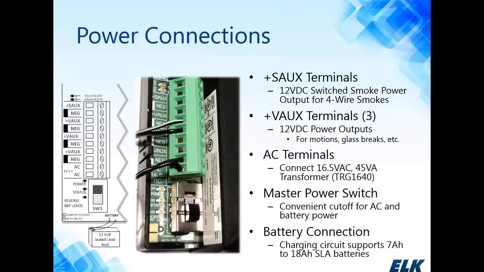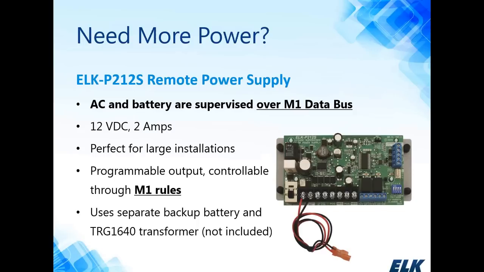The battery connections on the M1 are for charging up to an 18 amp hour sealed lead acid battery. But if you need more power, we offer the ELK P212S remote power supply. Its AC and battery are supervised over the M1's data bus, or it can be a standalone power supply. It'll have its own 16 volt transformer, the ELK TRG 1640, just sold separately, and you can add a battery to it as well, up to I believe it's 12 amp hour battery on the 212S power supply. It's 12 volt DC output at 2 amps. So if you have a large system and need additional power, then the 212S supervised power supply would be a great solution. There's also a programmable output on the board that you can use through the RP rules.